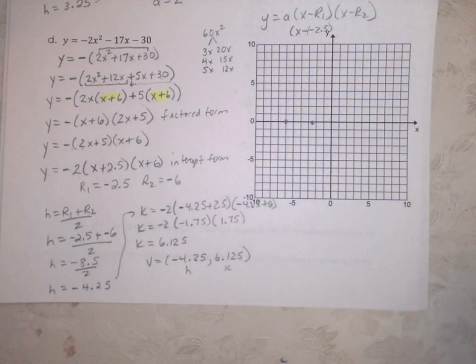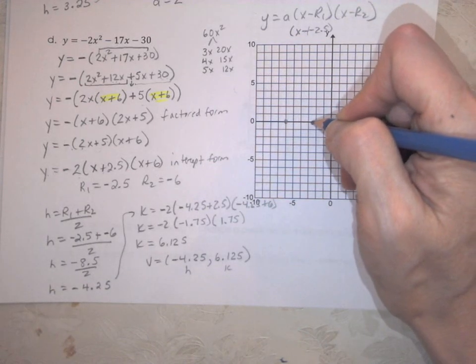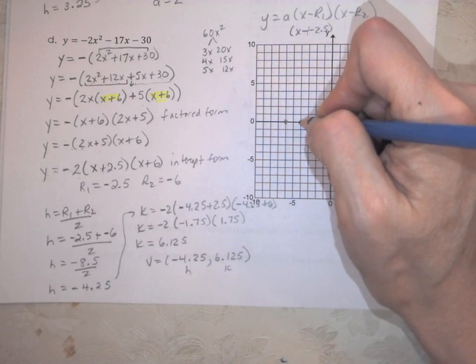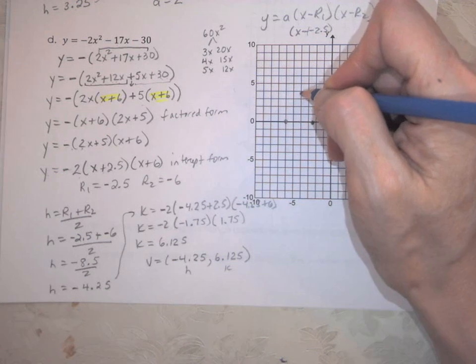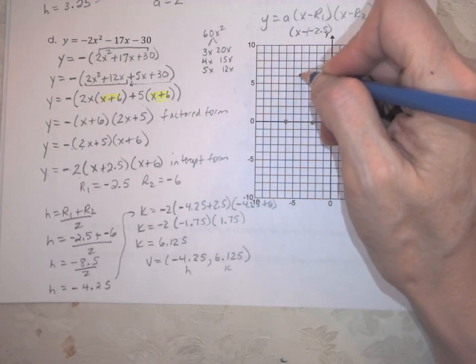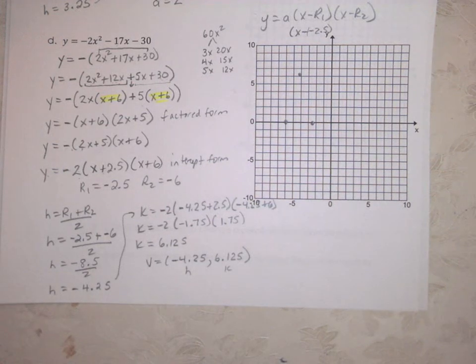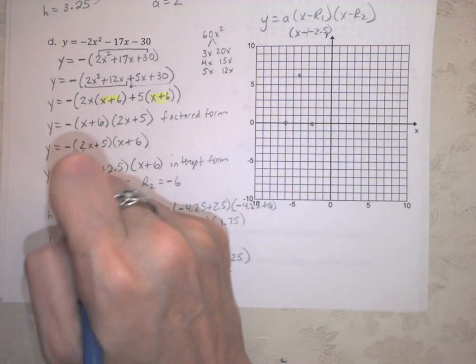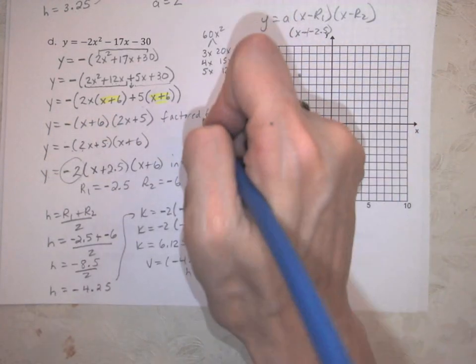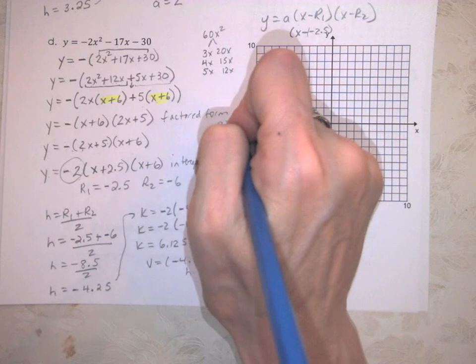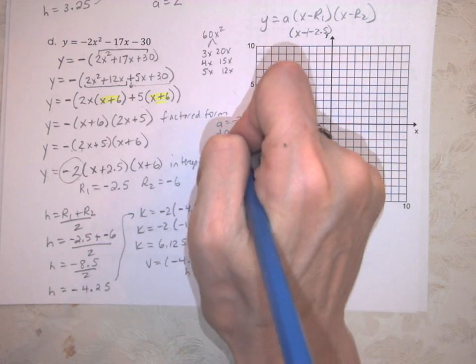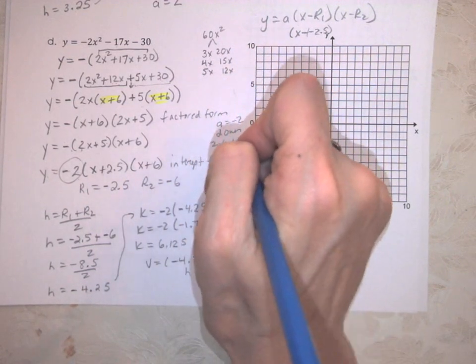So let's plot that on our graph the best we can. So negative 1, 2, 3, 4 1/4, and then up 1, 2, 3, 4, 5, 6 and a bit, 6 and an 1/8 actually, but on these grid squares, just above 6 is good. And our step number is negative 2. So A is negative 2, which means down 2, 6, and 10.